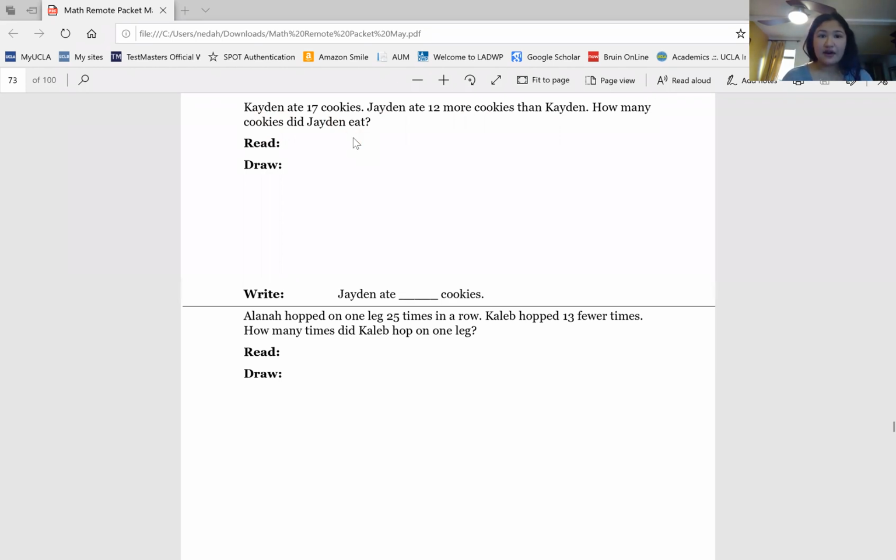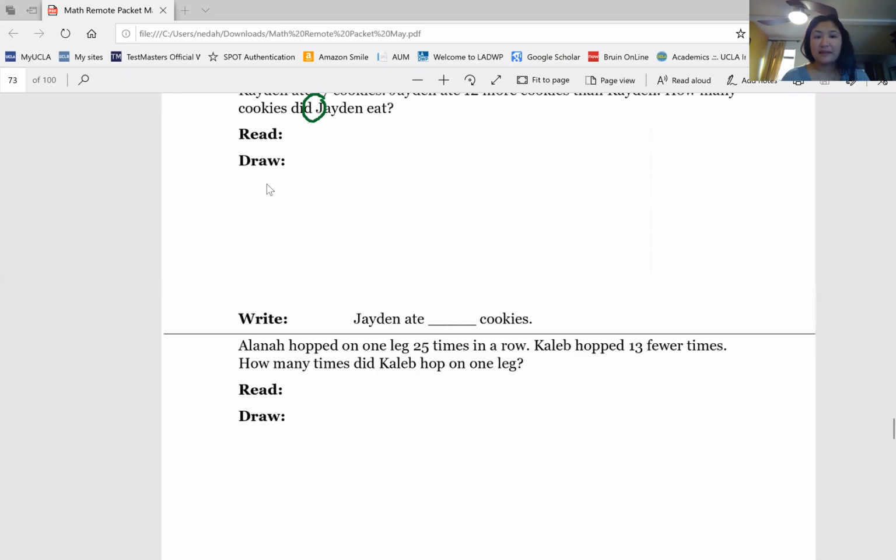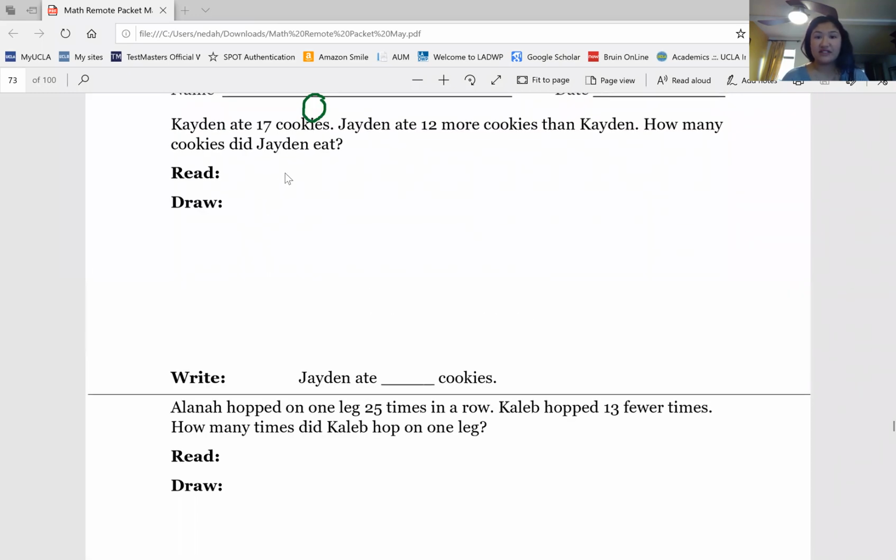So the first thing that we're going to do when we're solving a word problem is we always are going to mark up our problem. So I see a number right here, 17, and we're always going to circle numbers because those are usually really important when we're solving our word problems, so we know which numbers we're working with. So I'm circling 17. Then I see Jaden ate 12 more. I'm going to circle the words 12 and more so that I remember that Jaden didn't eat just 12 cookies, but he ate 12 more.